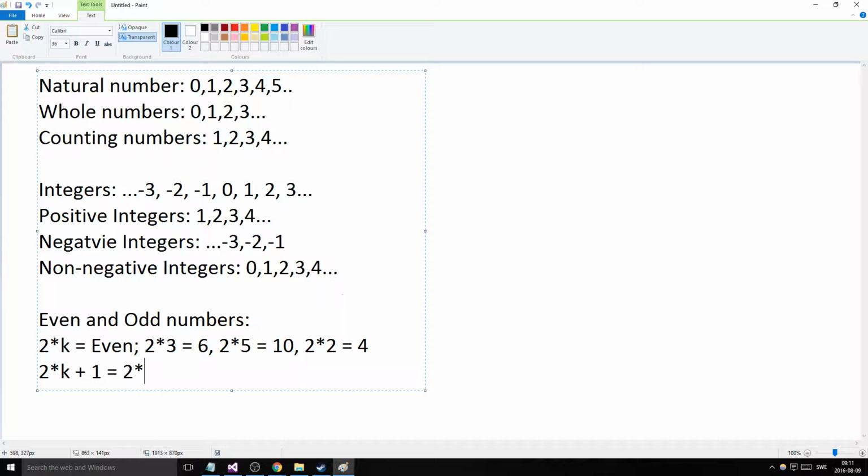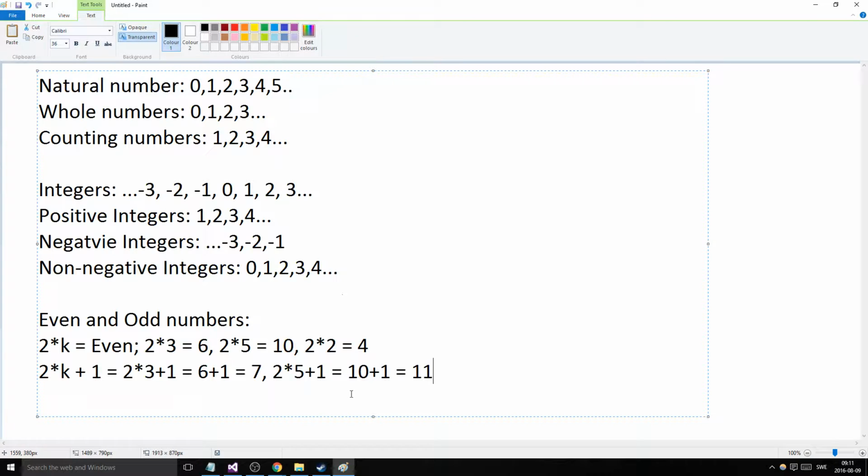And that's the same thing here. 2 multiplied by 3, you get 6, plus 1 will give you an odd number, right? This plus 1 will give you an odd number, and so on and so on. So that's a good thing to know. This is how you define even and odd numbers, all right? So keep that in mind.